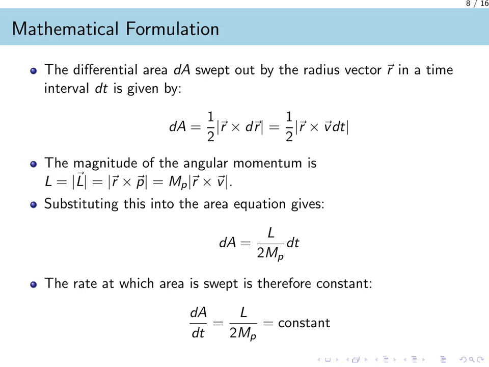We can see that this cross-product term appears in both our area and angular momentum equations. By substituting the angular momentum expression into our area equation, we find that dA is equal to L divided by the quantity 2 times m sub p, all multiplied by dt. Dividing by the time interval dt gives the final result. The rate at which area is swept, dA over dt, is equal to L divided by 2 times m sub p. Because both the angular momentum and the planet's mass are constant, this rate is also constant.